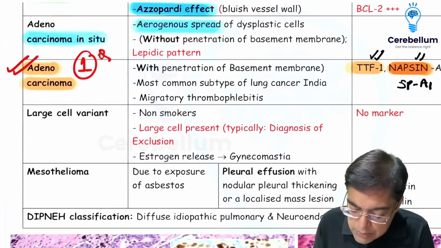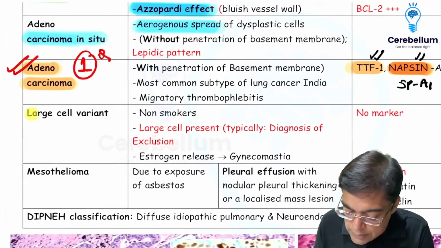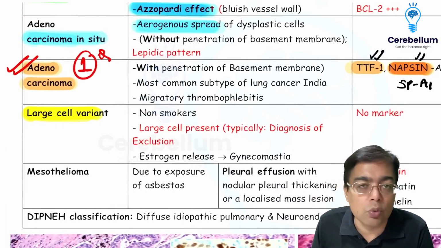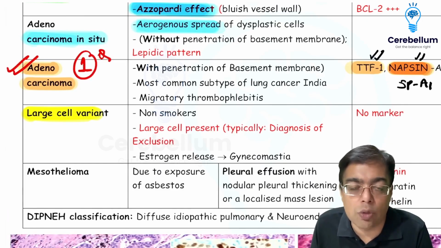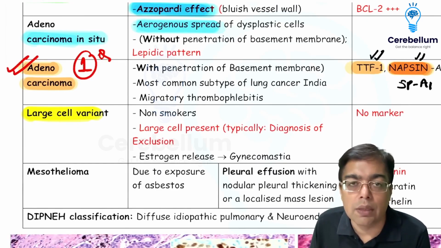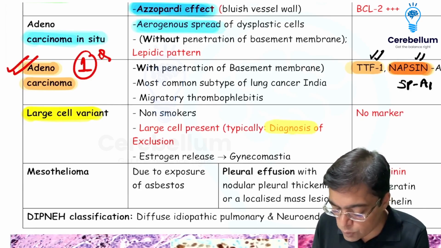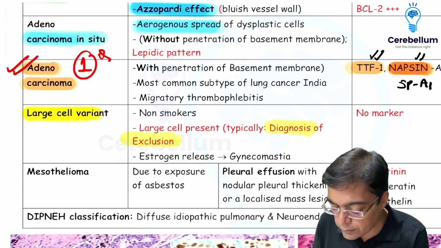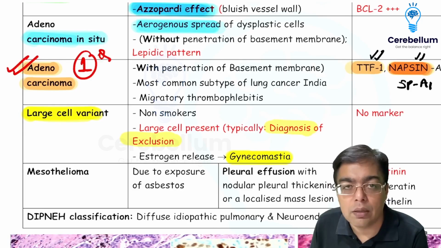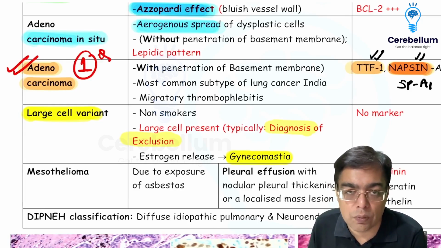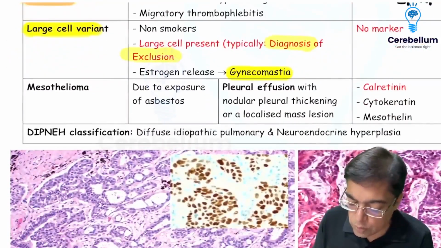When we are talking about the large cell variant, it is going to be a diagnosis of exclusion. Why? Because you do not have any keratin to suggest a squamous cell differentiation. There is no glandular pattern to suggest the presence of adenocarcinoma. There is no presence of a neurosecretory granule. So this is something which is going to be a diagnosis of exclusion. Why is it important? The large cell variant is going to be having an association with the secretion of estrogen-like marker, and therefore the patients are going to be having the presence of gynecomastia as a paraneoplastic syndrome.